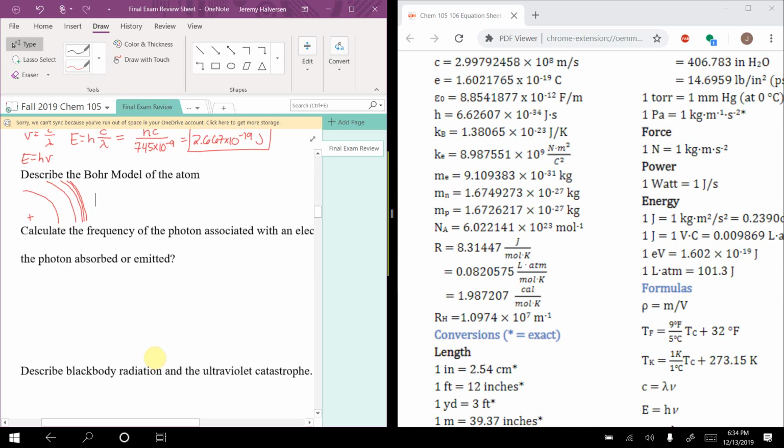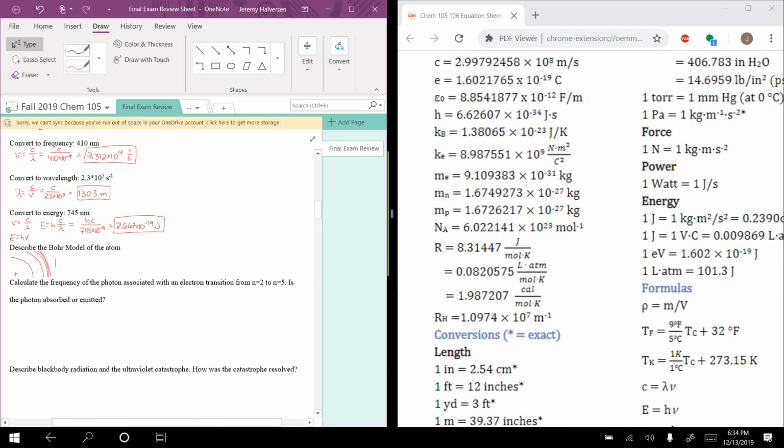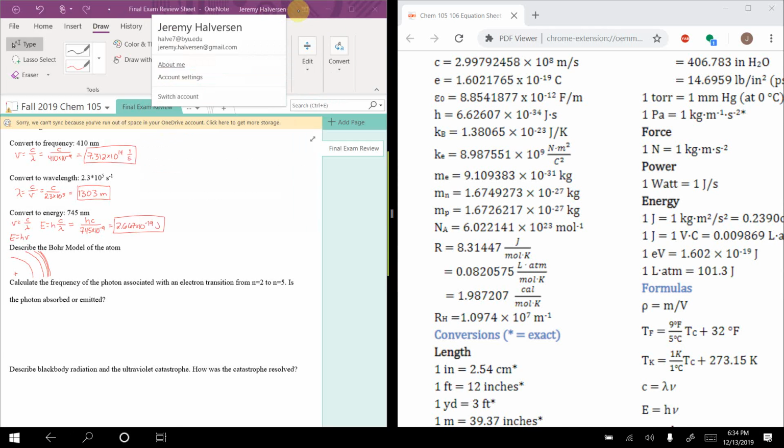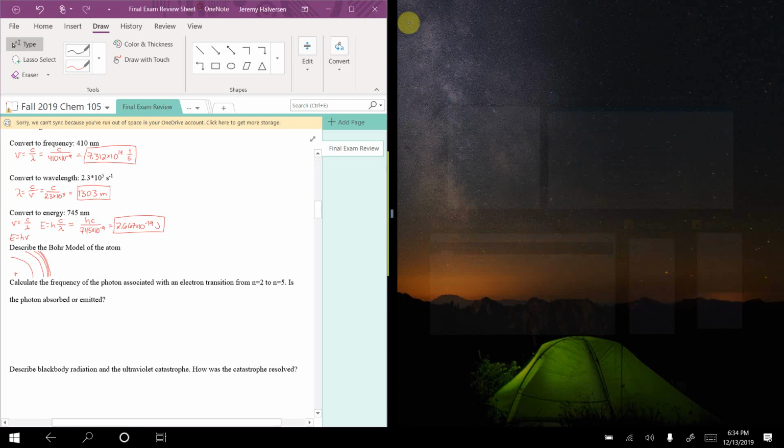Okay, calculate the frequency. Can you read that? Is that too small? Too small back there? Yeah? Okay. If you want someone to blame, you can blame the person who said yes, but you don't know who it was. So, oh my goodness.